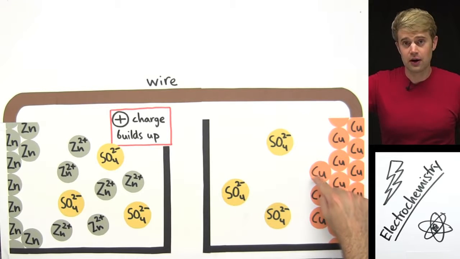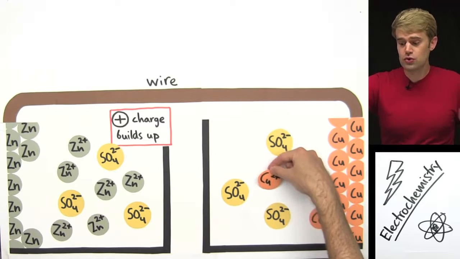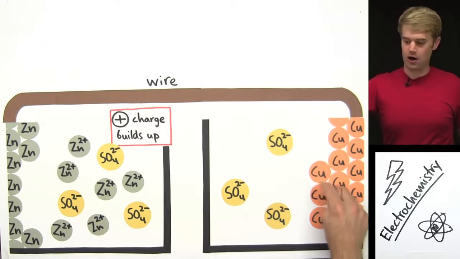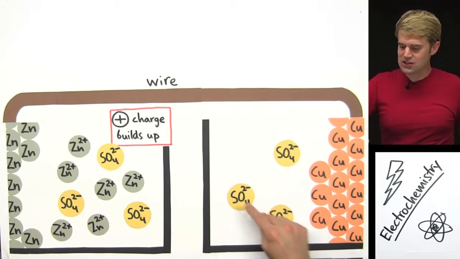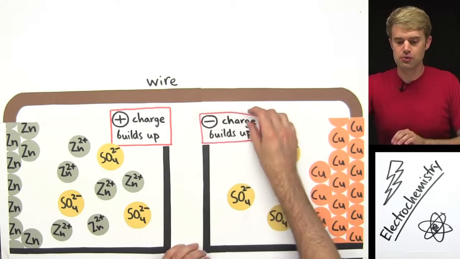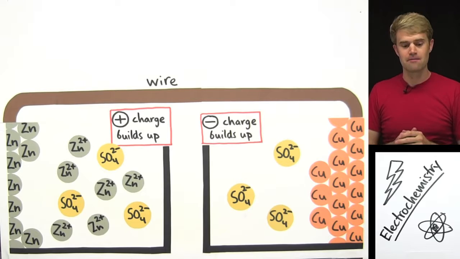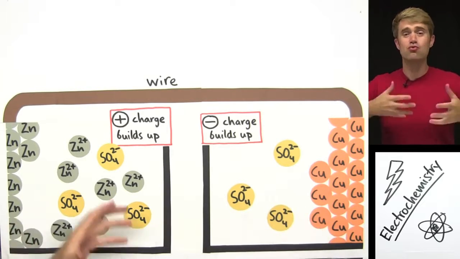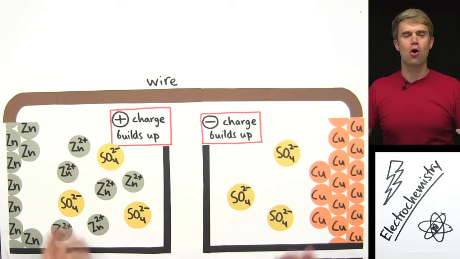And then over here, as the positively charged ions lose their charge by gaining electrons and turn into neutrally charged copper, now there are a whole lot more SO4 2- than there are Cu2+. So a negative charge begins to build up on this side. And if this positive and negative charge build up too much, the cell can't run anymore. It can't continue to make electricity. So that is where the salt bridge comes in.